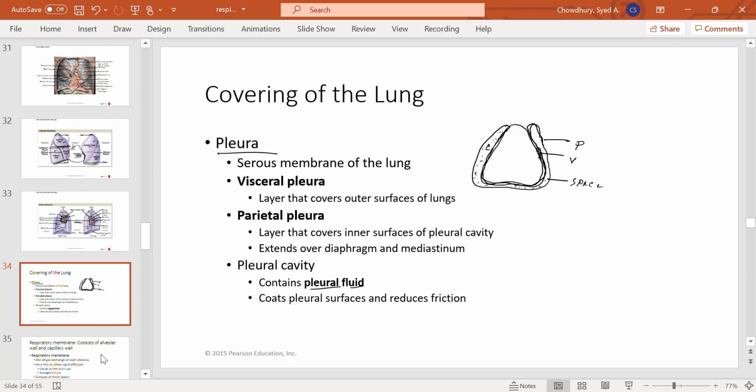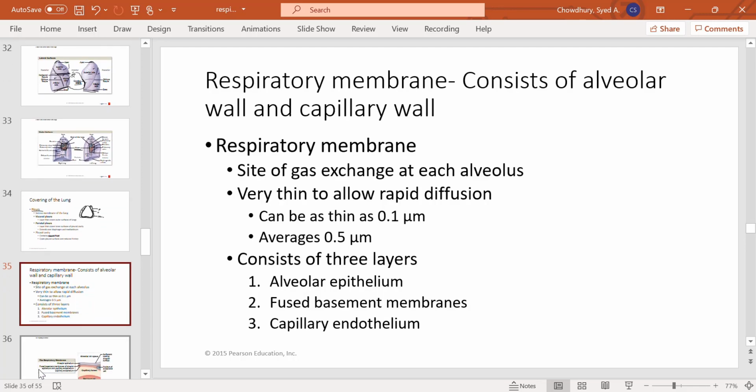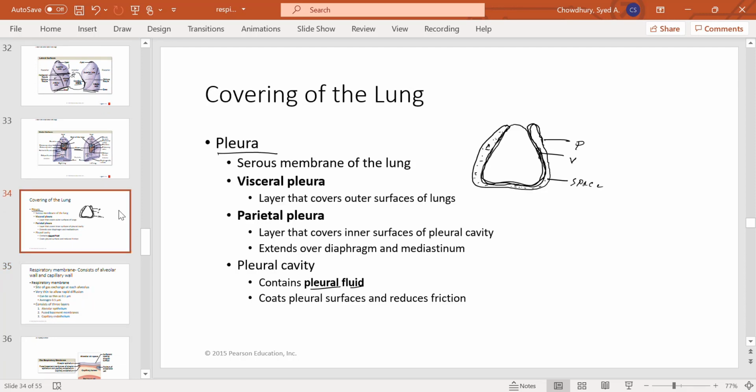Otherwise they will rub each other and that will cause pain, and that happens in pleuritis. So pleuritis is the inflammation of the covering of the lung. That means itis is the inflammation of the pleura.